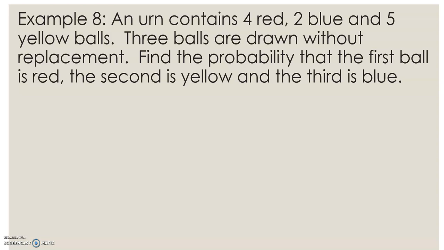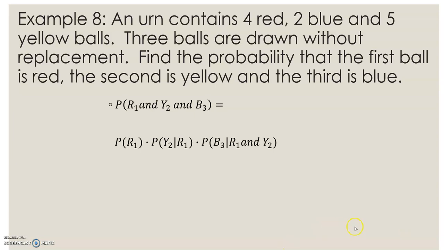Example 8. An urn contains 4 red, 2 blue, and 5 yellow balls. 3 balls are drawn without replacement. Find the probability that the first ball is red, the second is yellow, and the third is blue. The probability is the probability of the first red times the probability of the second being yellow, given that the first one was red, times the probability of the third one being blue, given that the first one is red and the second one is yellow.